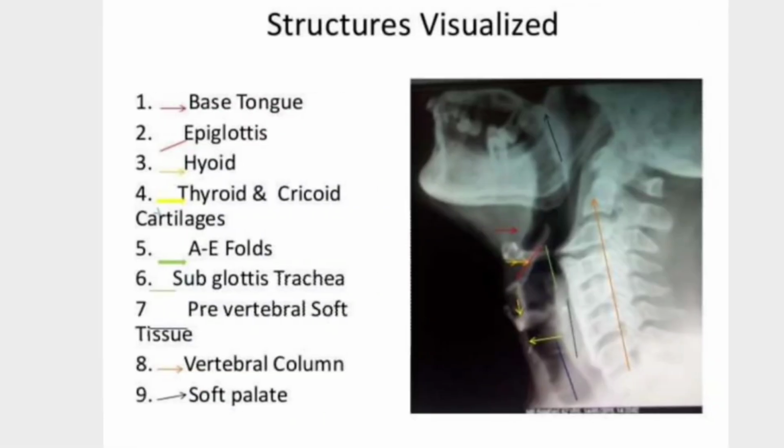This is the structure visualized in the lateral view of the X-ray of the neck. Here you can see the base of the tongue, epiglottis, hyoid bone, thyroid and cricoid cartilages, aryepiglottic folds, subglottic trachea, prevertebral soft tissue, and the vertebral column, that is, the cervical vertebrae. Next is the soft palate.